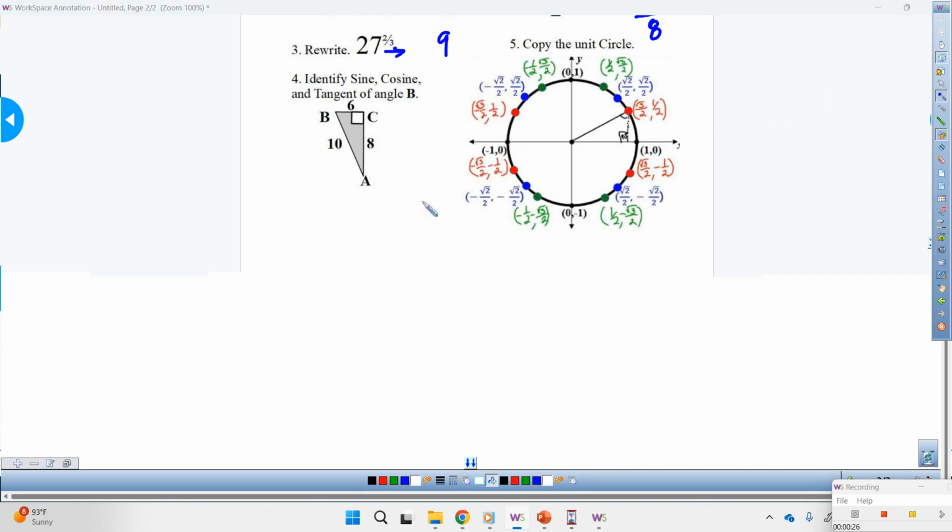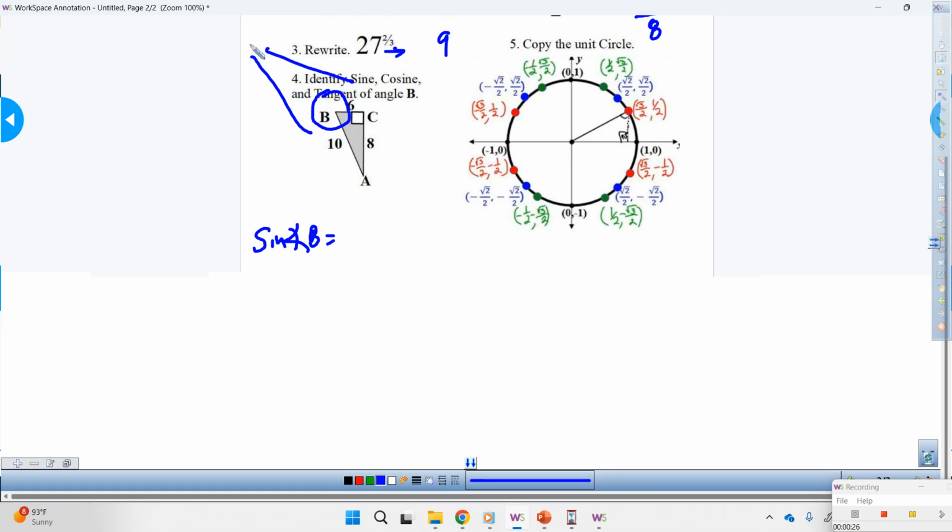We got sine of angle B. Here's angle B. So I'm looking at the triangle from this view. According to that, sine is opposite over hypotenuse. My hypotenuse is along this side, which is this one. So what side is opposite to angle B?